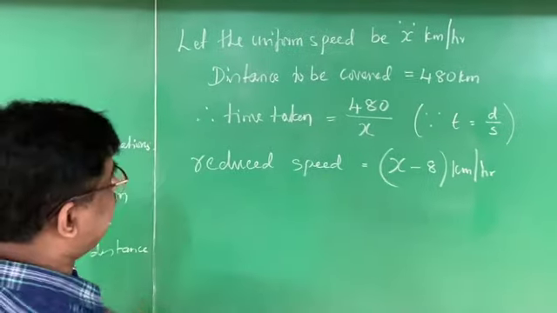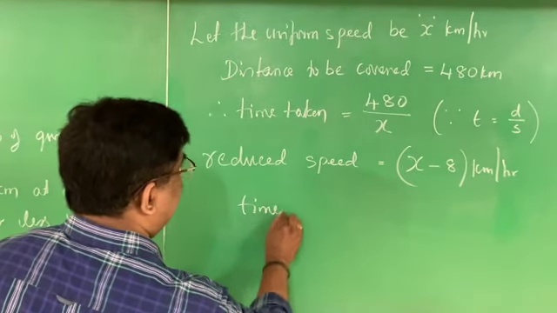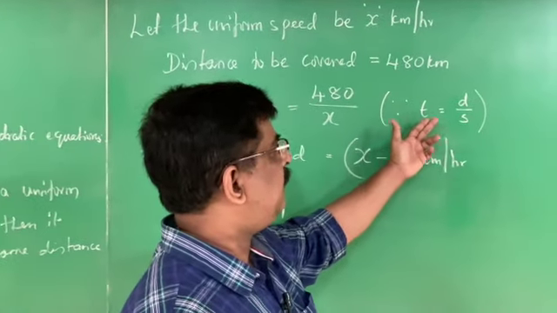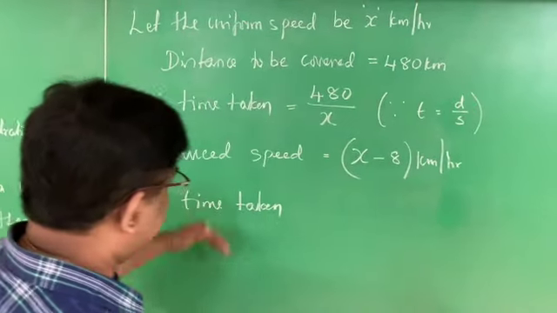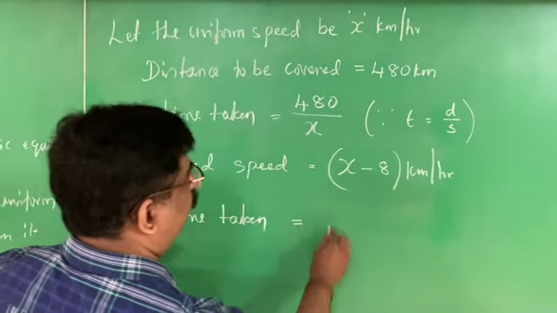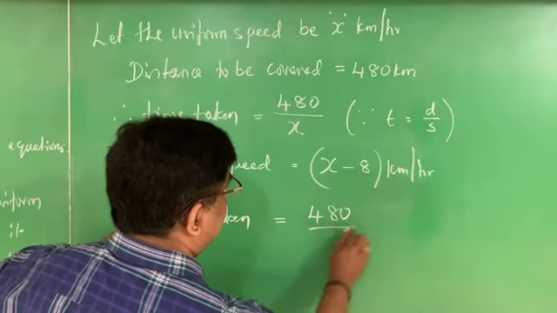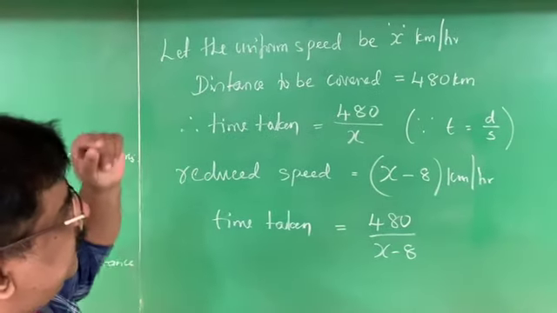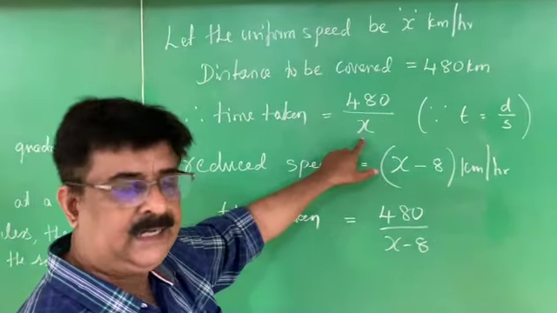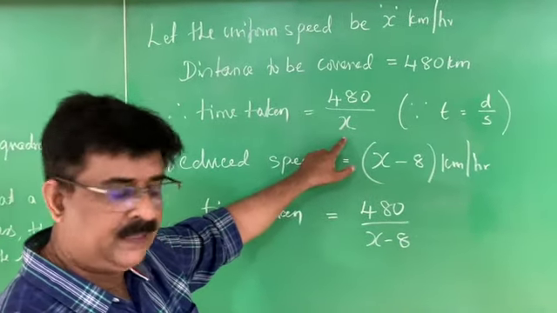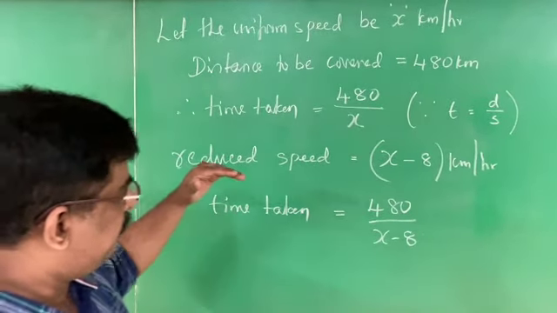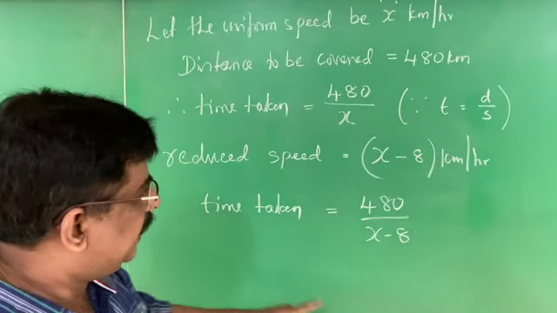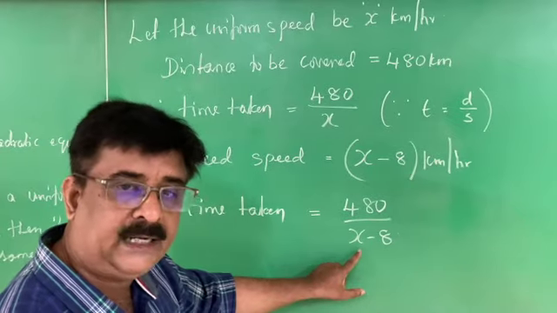Therefore, now the second time taken should be, what is the formula for the time taken? Time taken is equal to d by s. In the second case, the time taken is equal to 480 by x minus 8. Try to understand. If the train is moving with a speed of x, time taken is 480 by x. If the speed of the train is x minus 8, then the time taken is 480 by x minus 8.